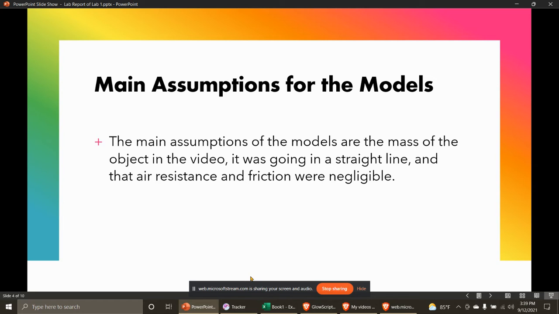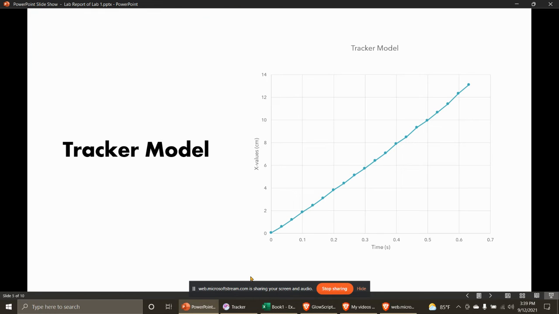Some of the main assumptions for the computer models will be that the mass of the object in the video is about 1 gram. I had to assume it because I didn't know the exact mass of the ball. Also, that it was going in a straight line, though I was unsure on that one because it was slightly curving, and that the air resistance and friction were negligible.